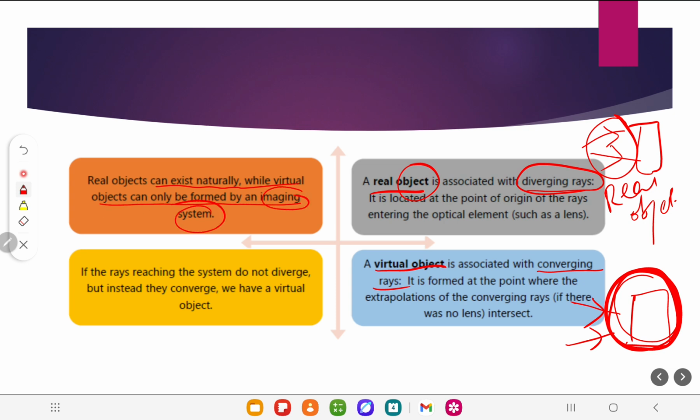A real object can exist naturally, while a virtual object can only be formed by an imaging system. I told you from the very first video that in nature a virtual object is impossible. A virtual object is possible only if there is a converging system in front of it. Otherwise it is always a real object. If rays reaching the system do not diverge but instead converge, we have a virtual object. For the convergence we need a positive refracting surface or medium. So it's central to understand this concept.